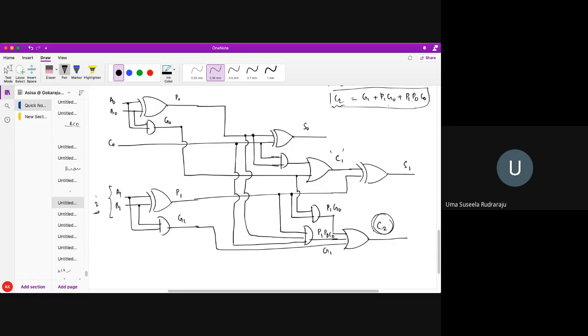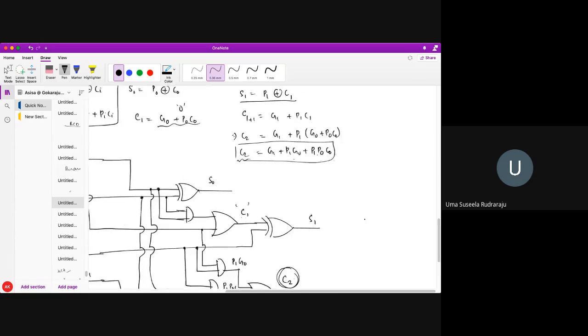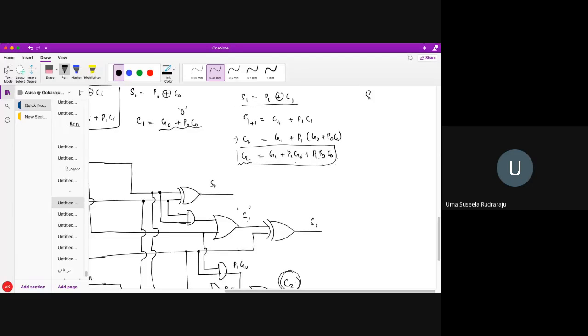Okay, which actually requires the next bit operation, which is S2, which is nothing else but P2 XOR C2. So which requires the next bit. But when the carry gets generated in the previous bit operation itself, that's why it is called carry look ahead.